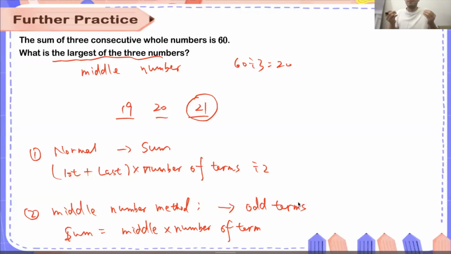So just remember, in today's lesson, we learned 2 methods to work out the sum. One is normal. That can be used for all types of arithmetic sequences. And the second method, we always use in a special situation. That is, when we have odd terms in an arithmetic sequence.